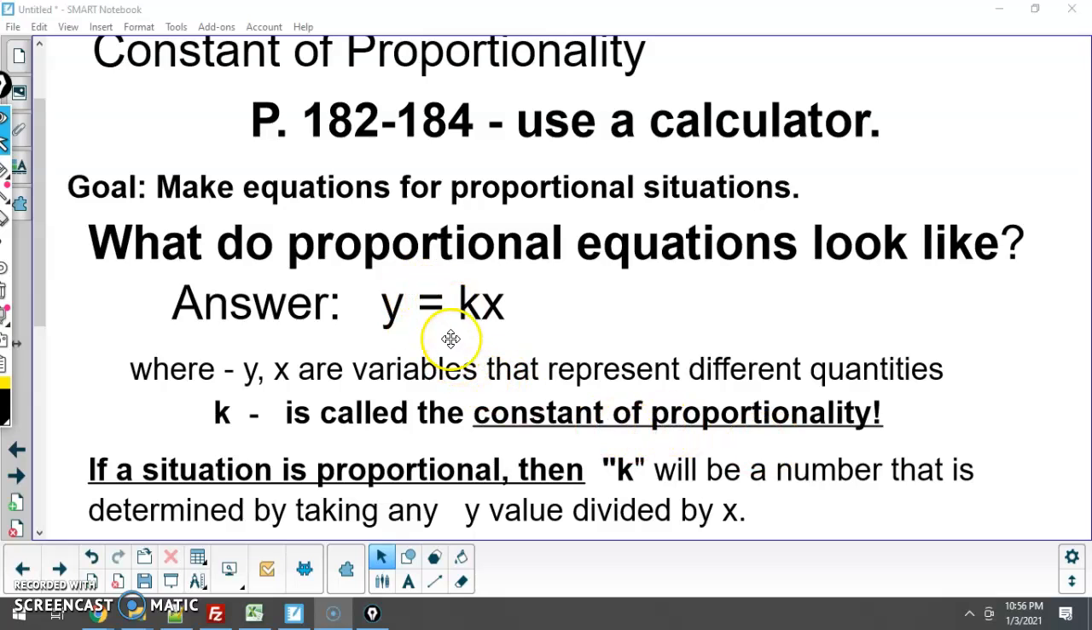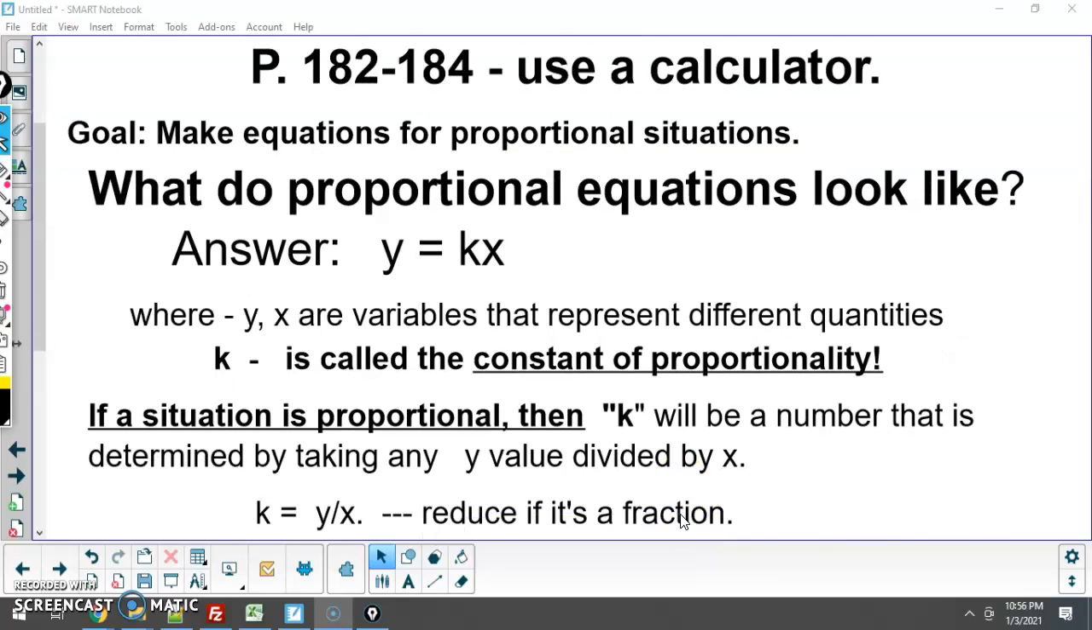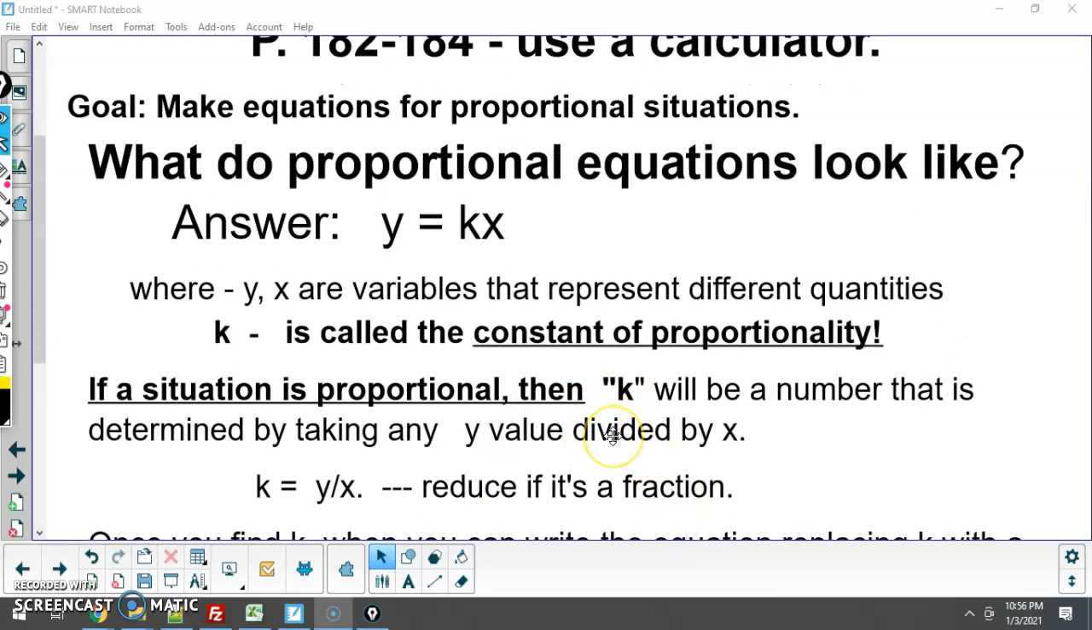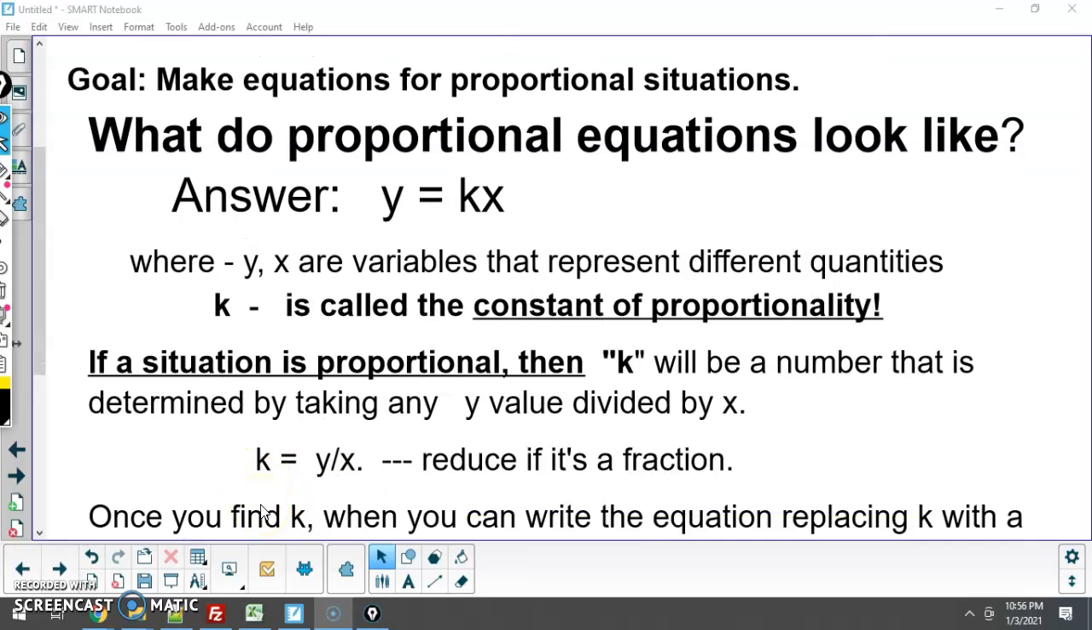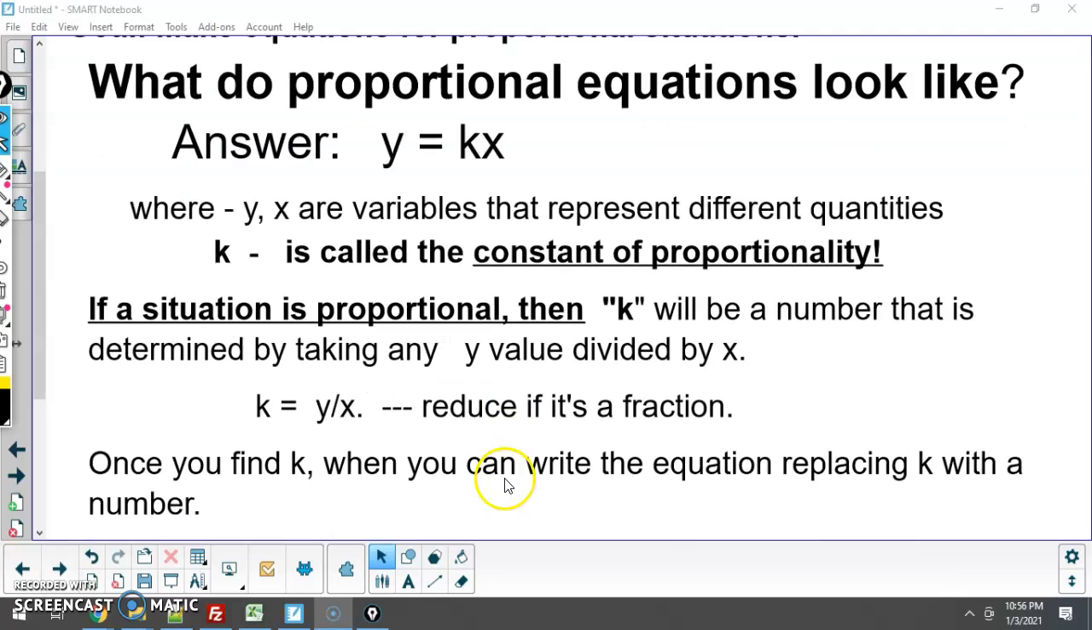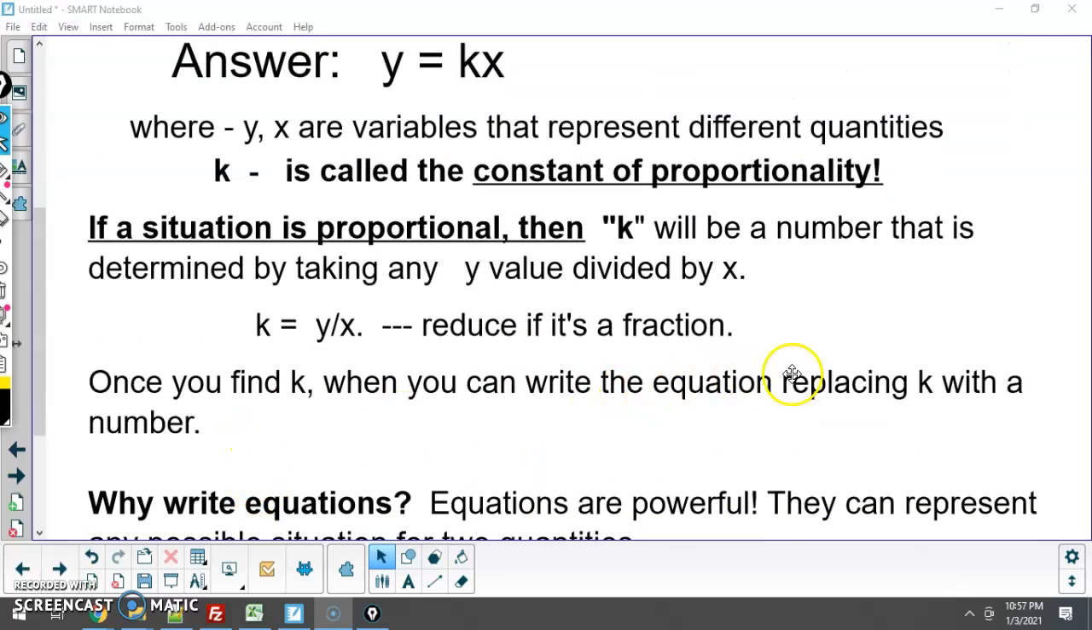Now this form only exists if a situation is proportional. And remember, if a situation is proportional, then every y over x, y divided by x, will be the same. You'll get the same value for y divided by x for all sets of data pairs. So if k equals y over x, once you figure out the value of k, you can simply substitute it to write the equation. So once you find k, replace k, and then you have an equation that looks like y equals kx.